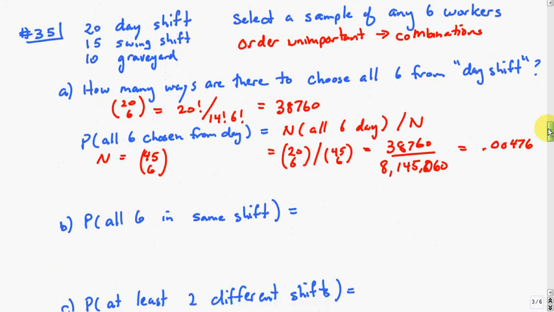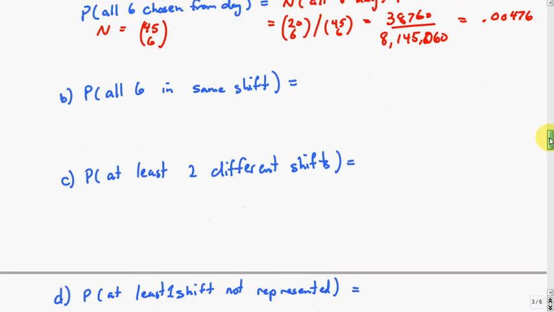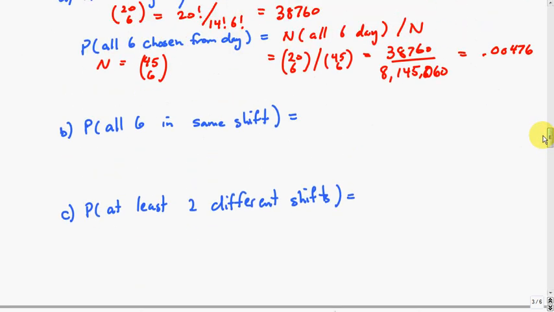Part B says, what is the chance that all 6 workers chosen come from the same shift? Well, this is a case where we have to break this down into a couple of different calculations. All 6 in the same shift, well, there's different ways that could happen. For example, they could all be in the day shift, they could all be in the swing shift, or they could all be in the graveyard shift. And those are mutually exclusive events, because if they're all day, they're not in any of the other shifts.